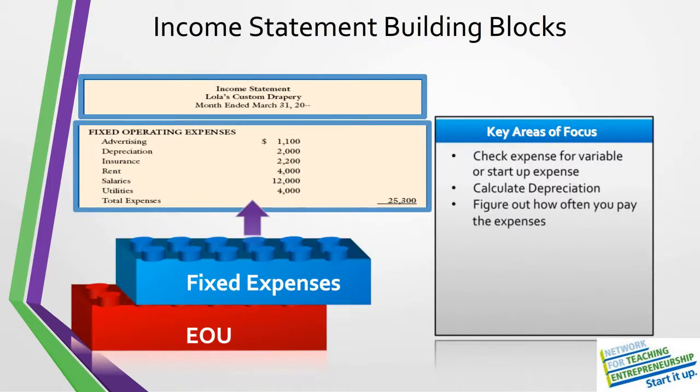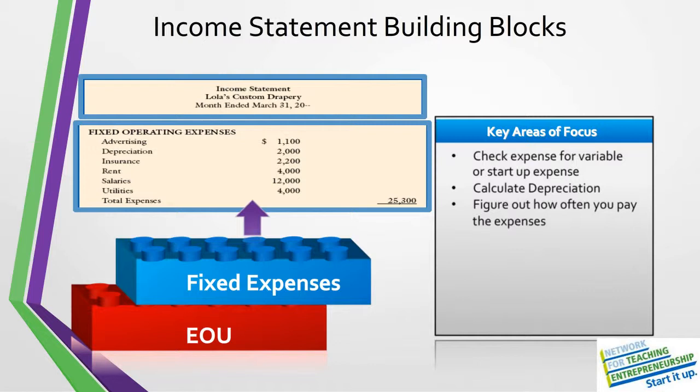The next building block for the income statement is fixed expenses. Using Lola's custom drapery business, we know that for the month of March, her contribution margin is $46,896. That means that's the amount of money that she has to contribute to her fixed operating expenses. Although fixed expenses seem more straightforward than the economics of a unit, there are some key focus areas that we need to consider. 1, we need to identify expenses and ensure that these expenses are fixed.